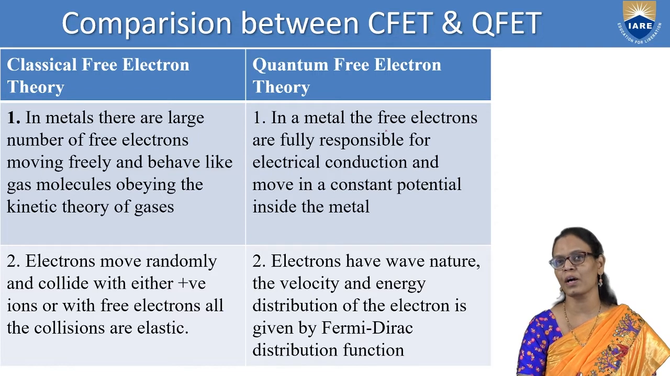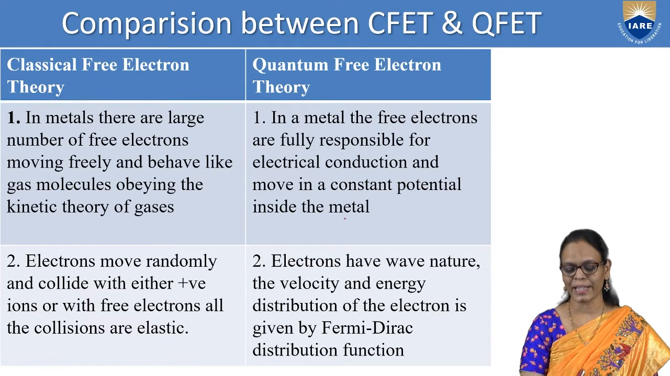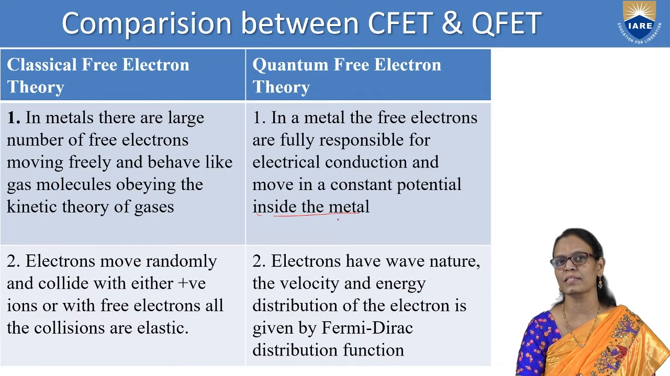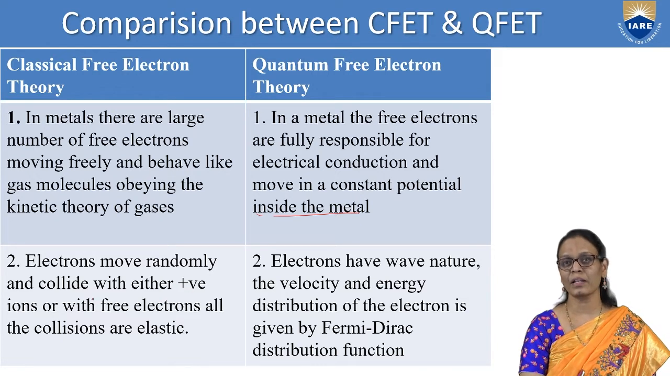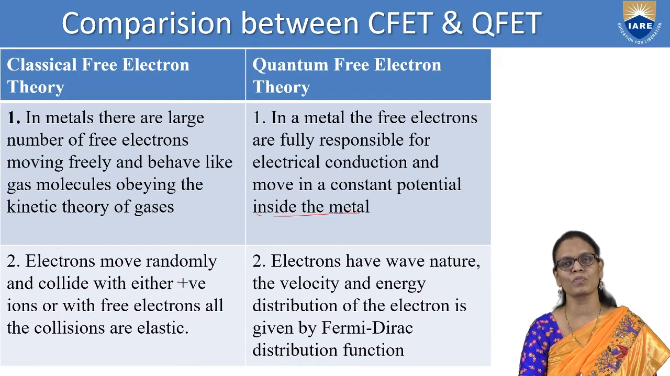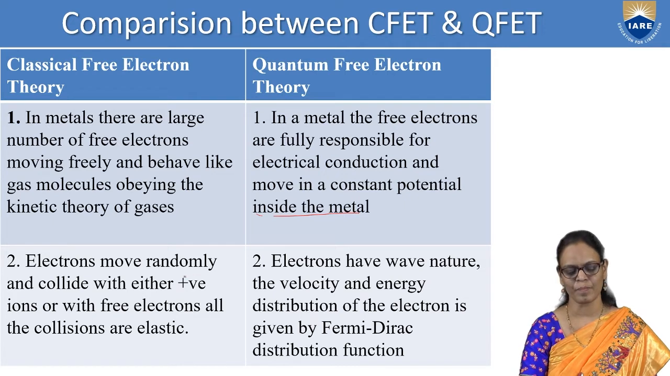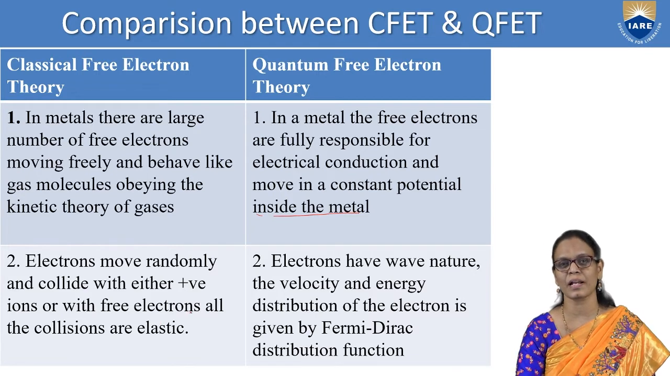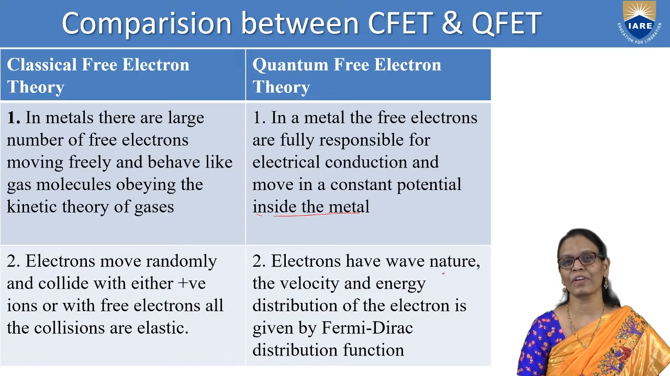Then in quantum theory, how did we see the electrons? The electrons are fully responsible for electrical conduction and they move in a constant potential inside the metal. They cannot come out of the metal, but they move in a constant potential inside the metal. Now, in classical free electron theory, the electrons move randomly, in any direction, and they collide with either positive ions or with free electrons, and all collisions are elastic.